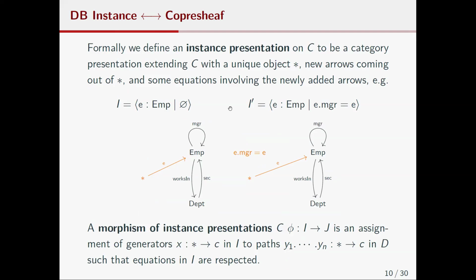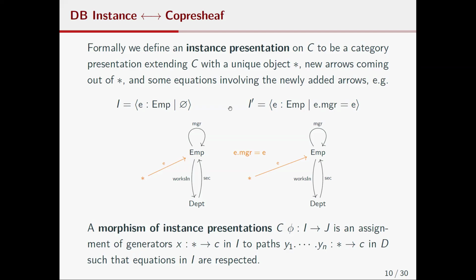Here is the formal definition of what I just showed, or the one that we will use. It's not necessarily the most obvious one to anyone, but it will be useful for us later to do it this way. Which is that we take our original category presentation and we extend it with a unique object asterisk. And we add arrows coming out of it and equations that must involve those arrows. For instance, here, this was very simple, no equations, but we can add the equation that E.manager equals E, and that is valid because it's an equation between paths that involve this arrow.